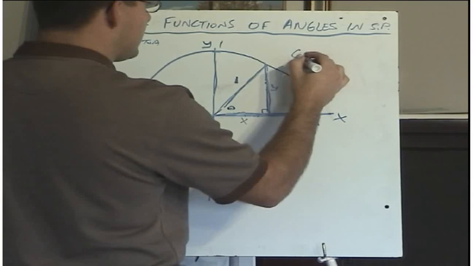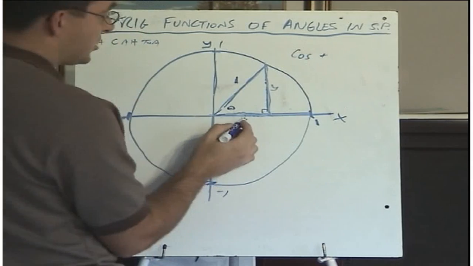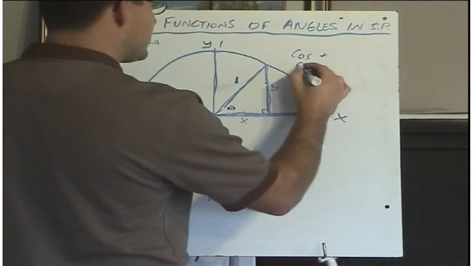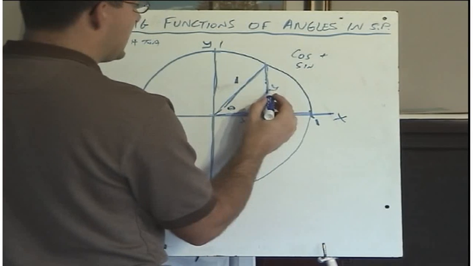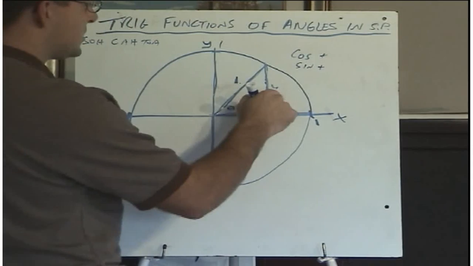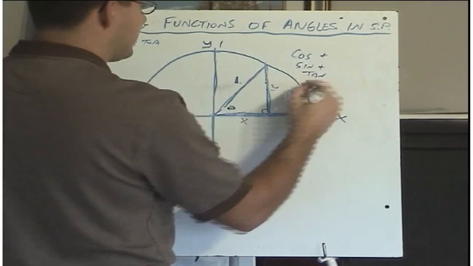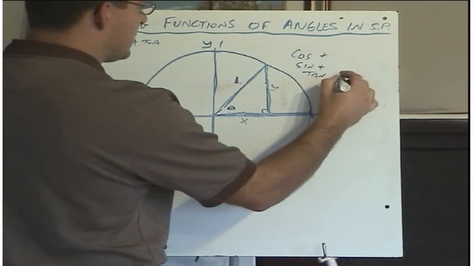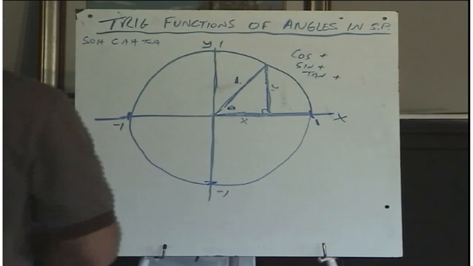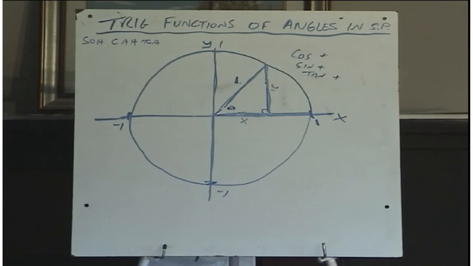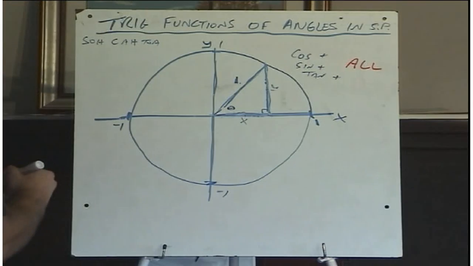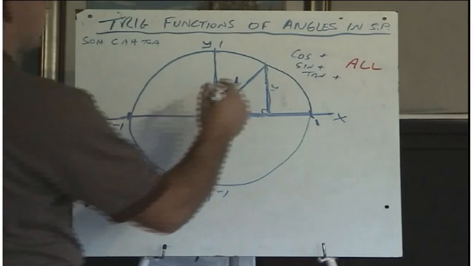But cosine then would be a positive ratio in this quadrant, because positive divided by positive is a positive. The sine ratio would be positive as well. Opposite over adjacent, positive. Y is positive. And since all three of these are positive, tan, opposite over adjacent, is positive too. So all of the three trig ratios are positive in quadrant 1.